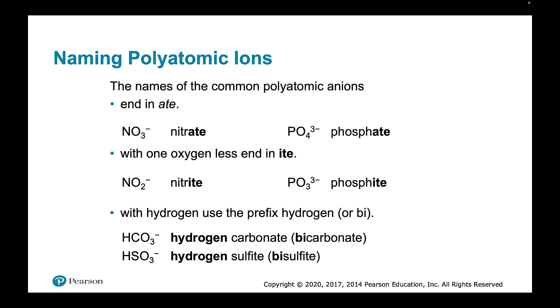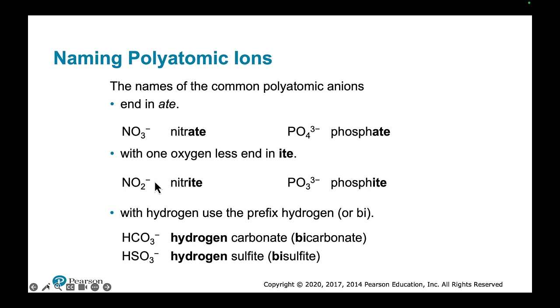For the names of common polyatomic anions, typically you're going to see one that ends in ate, so NO3 minus is nitrate, PO4 3 minus is phosphate, and when those have one less oxygen, then they end in ite. So nitrate is NO3 minus, nitrite is NO2 minus, so you can see the ate and ite: 3 oxygen, 1 less oxygen here. Notice that when we're talking about nitrogen-based compounds, the charge on both of these is minus.